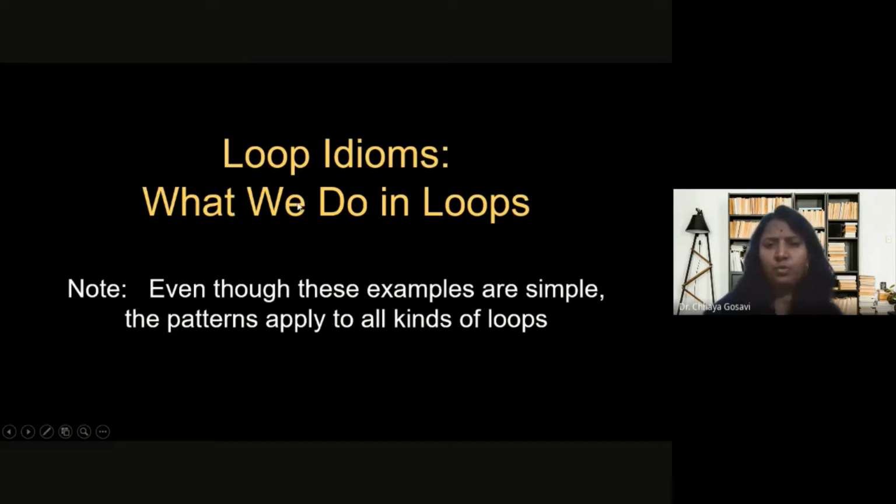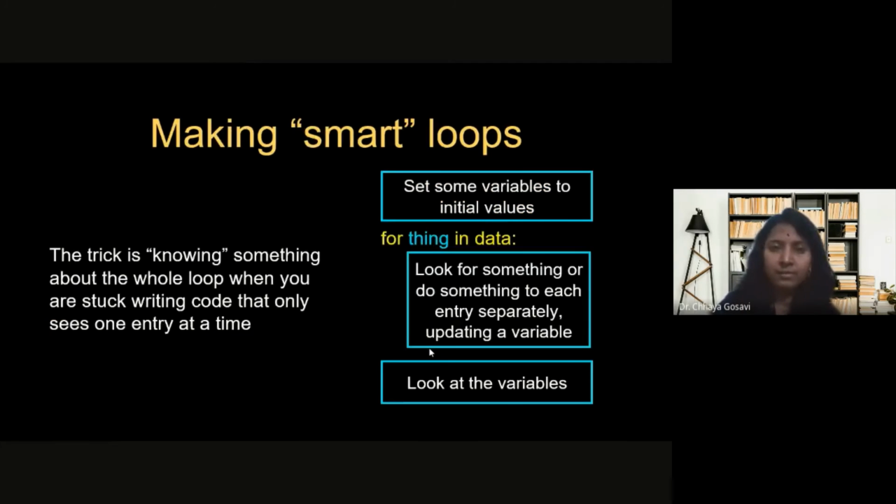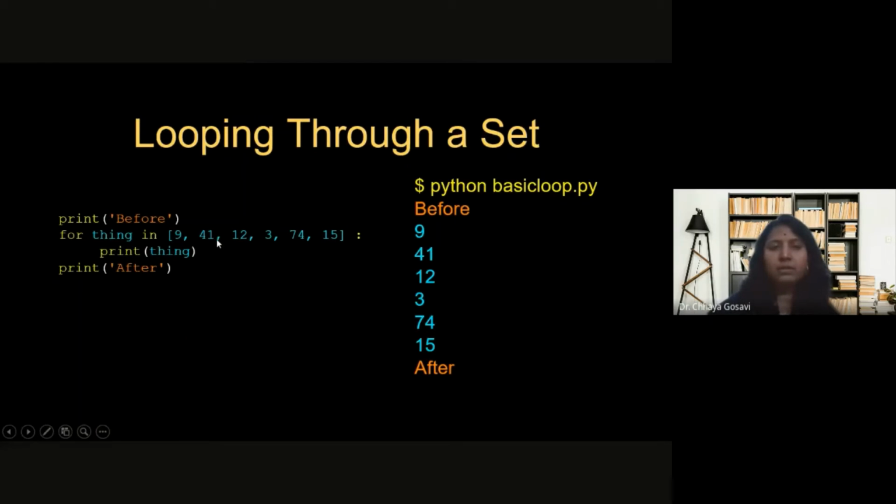So what we can do with these loops, even though these examples are simple, the patterns apply to all kinds of loops like for loop, while loop, do while loop. For example, there can be some initial things before the loop and after the loop. So we can pass some values, or we can decide, or we can initialize some conditions before the loop, then perform the operation in the loop, and then the end of the loop. For example, here it will print before the loop, then for this thing in this list, print after the loop. Something should be there before entering into the loop and at the end when you come out of the loop.